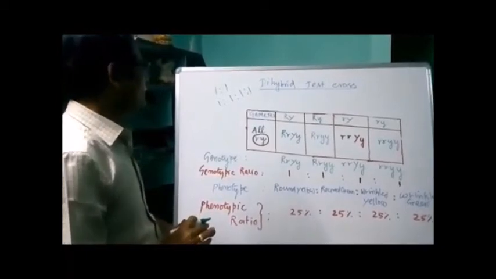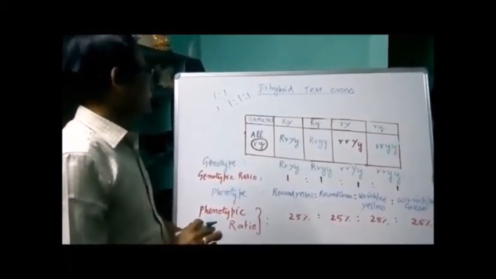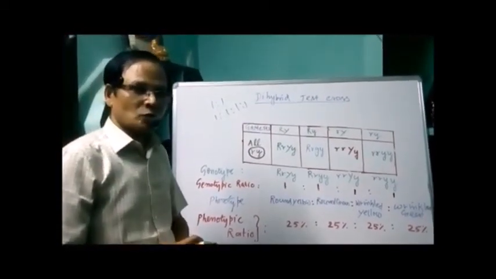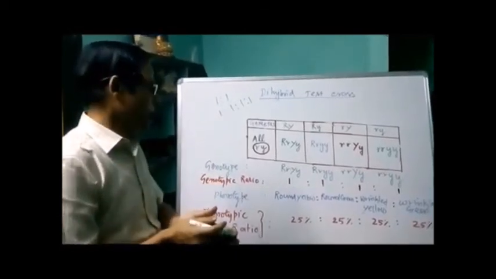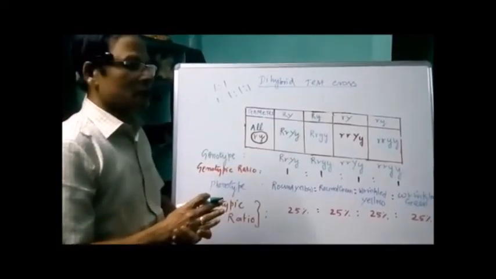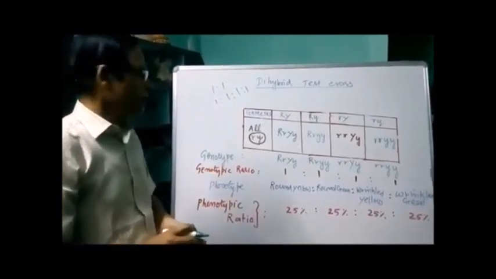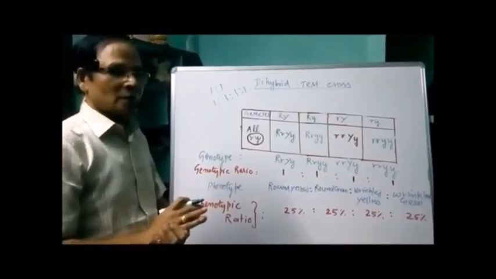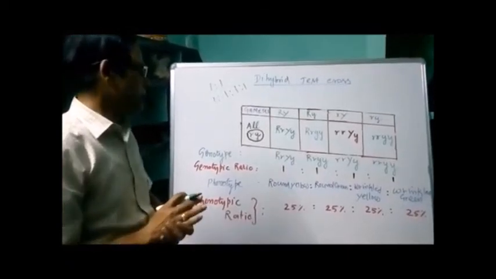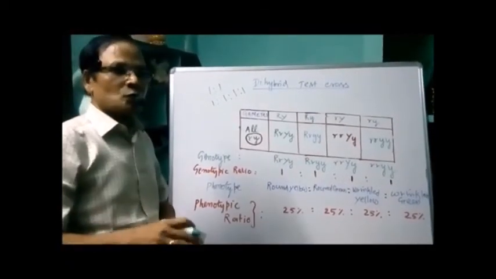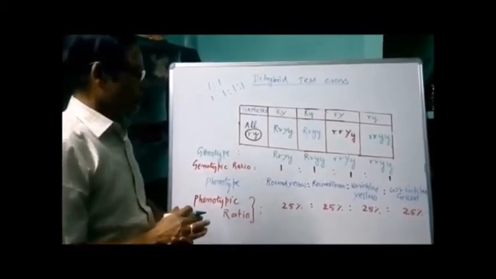So this is about the test cross. Unlike the monohybrid test cross, where we get 1:1 only because there are only 2 phenotypes, here we get 4 phenotypes, with the ratio 1:1:1:1. Okay, this is about the dihybrid. Then we have to go for one more cross, the trihybrid cross, in the next class.